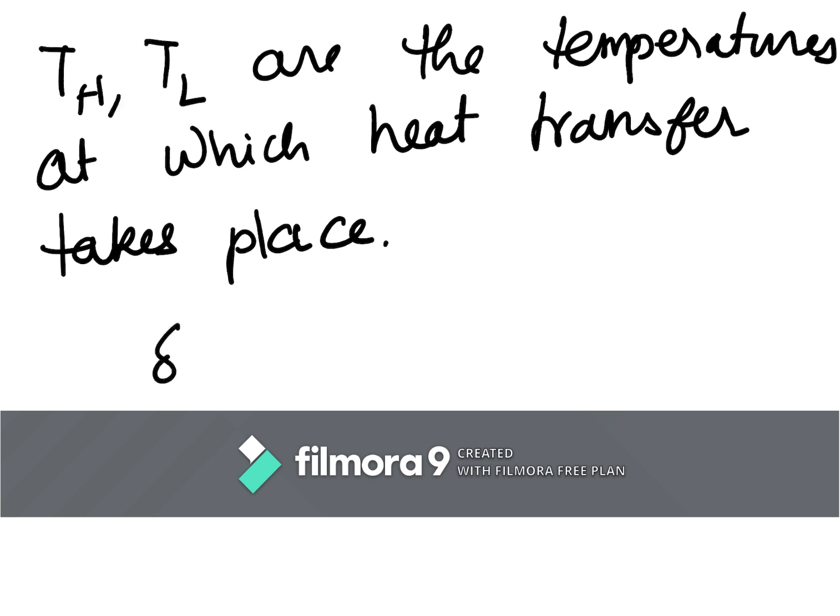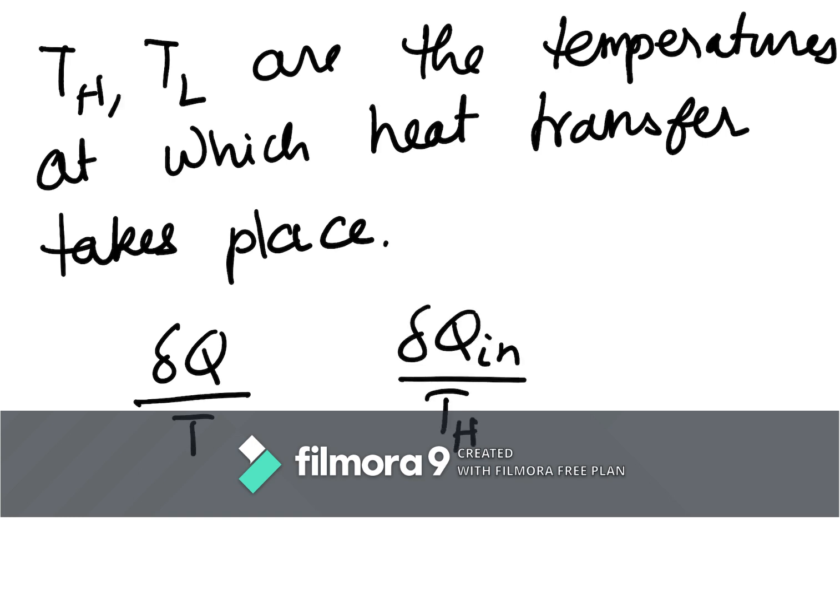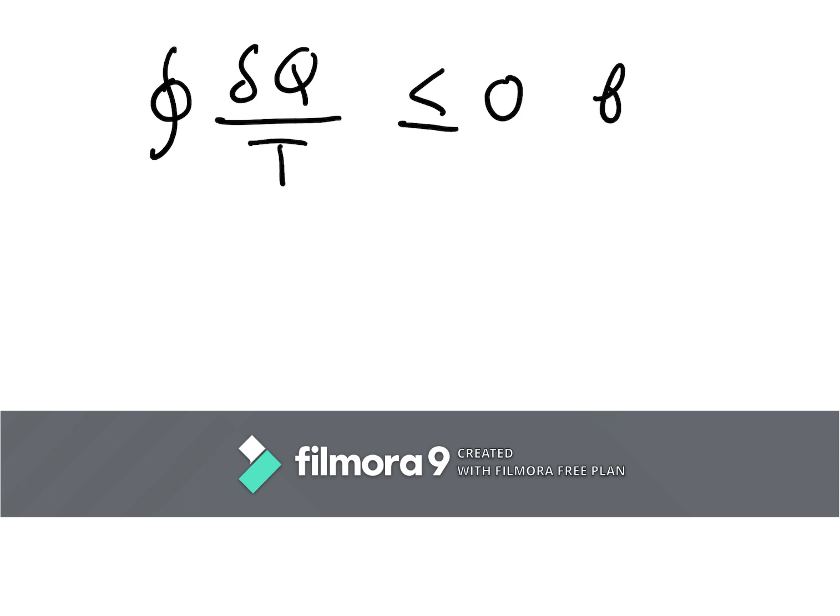So when we talk about delta Q divided by T, it's either delta Q in at TH or delta Q out at TL, just for example. Clausius found out that the integral of delta Q divided by temperature is always less than or equal to 0 for any process.